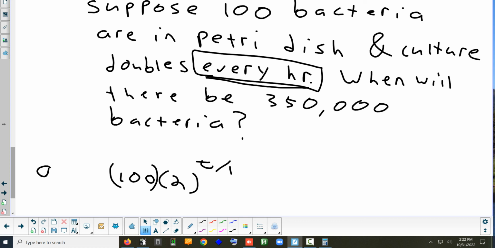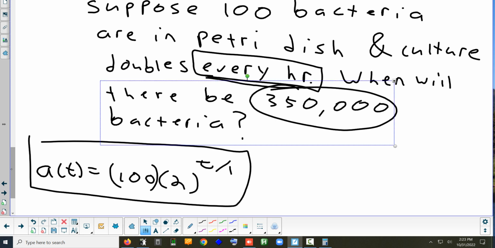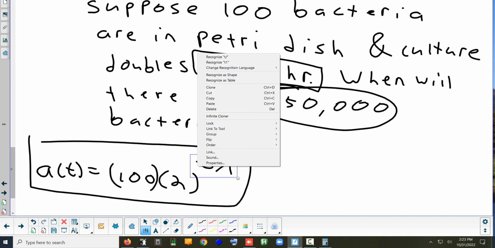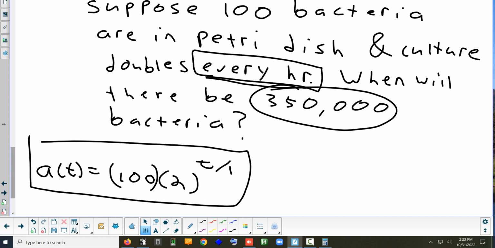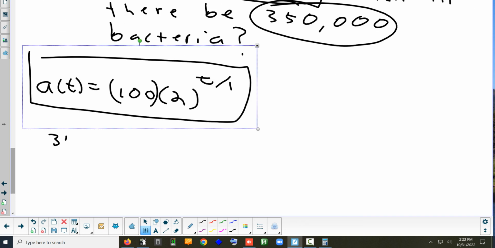So there's your formula. And they want to know when we're going to hit 350,000. So just be careful. There's 2 places where you could plug that in. Is 350,000 a time, or is 350,000 an amount? It's an amount. So you're going to put 350,000 on the left, and on the right.